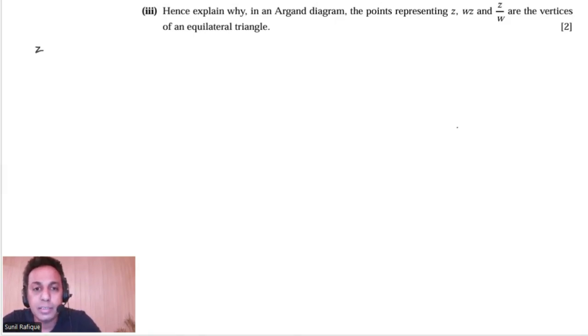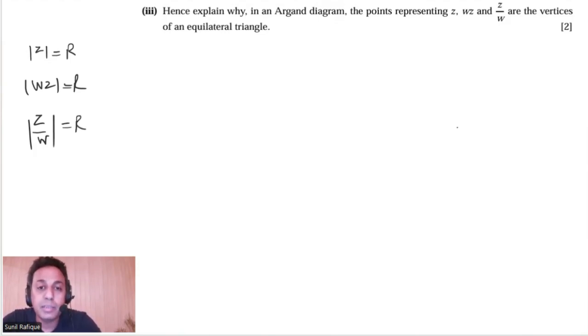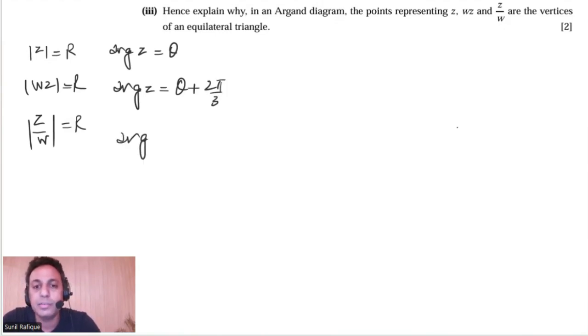So we know that the length of each of them is r, right? z's modulus is r, wz's modulus is r as well, and z over w's modulus is r as well. The argument of z is theta, and the other arguments we calculated already. Because wz is a product, it's going to be the sum of the argument of w and theta, and the argument of z over w is going to be theta minus 2 pi by 3. So now I'll try to justify that these are vertices of an equilateral triangle.